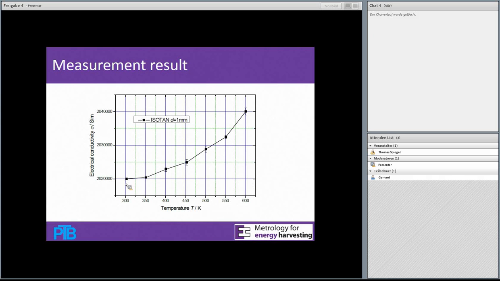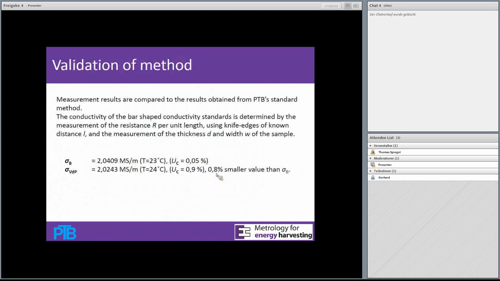And these are the measurement results that we obtained on that isotan sample. It's the example for the 1 millimeter sample. You can see we have covered the range from 300 to 600 Kelvin. The value is around 2 megasiemens per meter, and you see a slight increase with higher temperature. These are the type A error bars, which are a bit smaller than the total uncertainty.